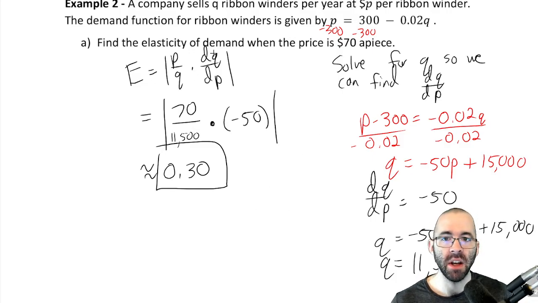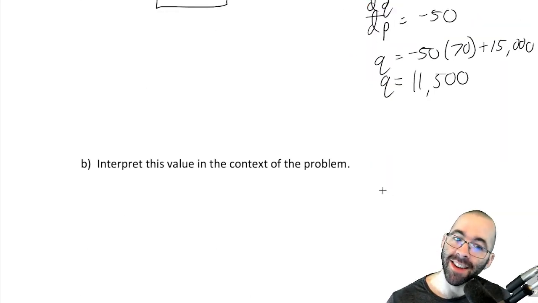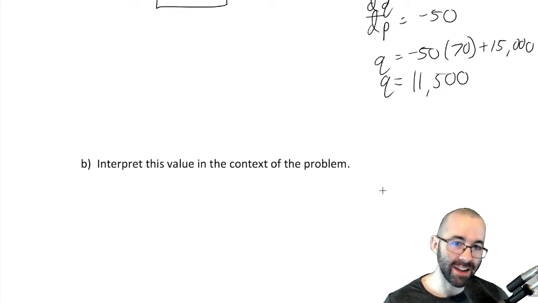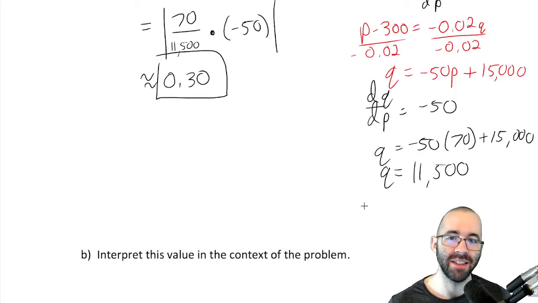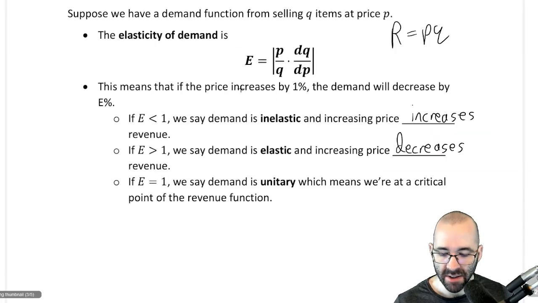Use the formula. What is the derivative of Q with respect to P? What is your price? What is your quantity? Plug it all in. There you go. The more interesting thing is interpreting the value in the context of the problem. All right, so what did elasticity of demand mean?